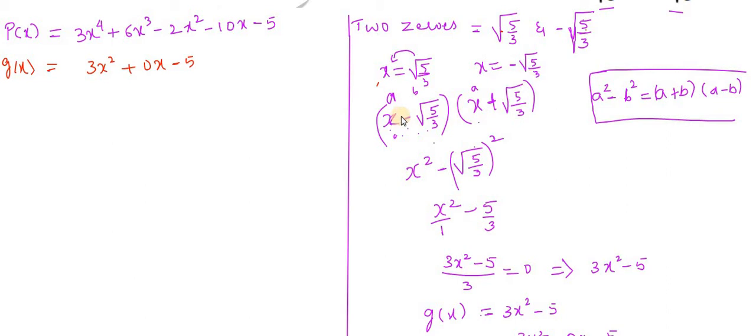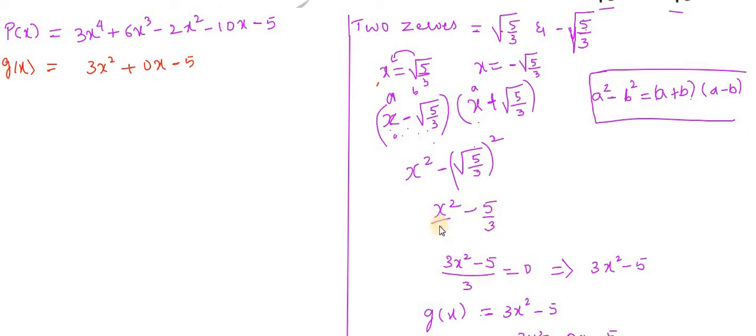Now if we transpose to the left hand side, what will you get? x minus square root of 5 by 3, and if you transpose this to the LHS, the minus will become plus, so it's x plus square root of 5 by 3. Now it is of the form (a plus b) into (a minus b), which equals a square minus b square. Using that concept and simplifying, here a is x and b is square root of 5 by 3, so you will get x square minus 5 by 3.